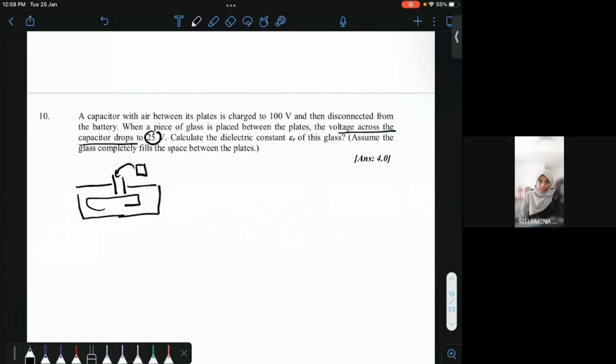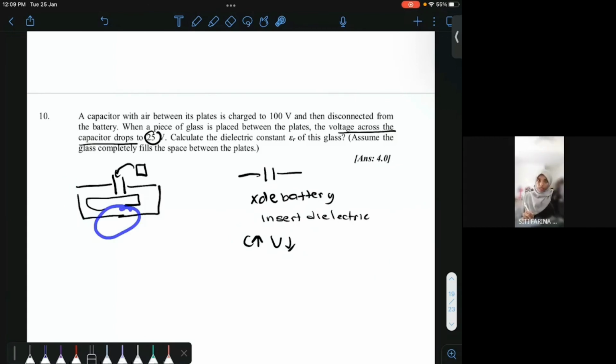Yes, kalau kita ingat, bila capacitor tak ada bateri, you insert dielectric, V dia akan drop. C akan increase, tapi V akan drop. Okay, sebab kita tak connect dia dekat power supply. Okay, you did not connect dia dekat power supply. So the voltage akan drop. Okay, voltage dia akan drop sebab electric field line daripada this one dengan this one akan cancel each other. Leads to decrease in the potential.